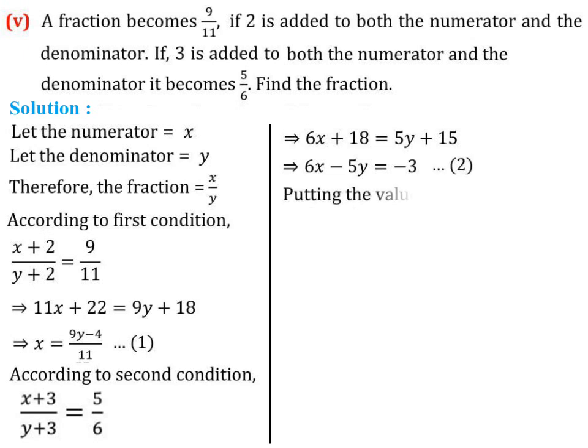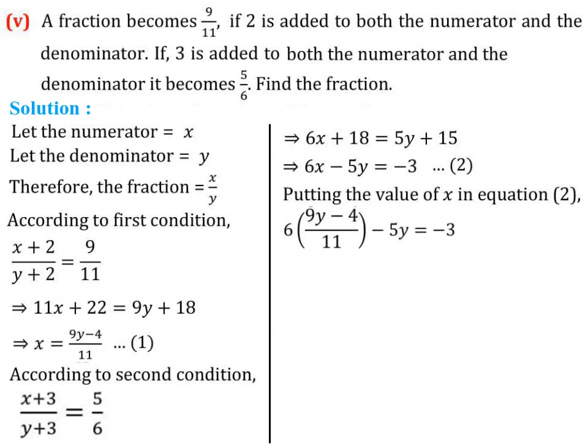Now from the first equation, put the value of x in equation number 2. So I will get 6 into (9y minus 4) divided by 11, minus 5y, equals minus 3. Now taking 11 as the LCM, I will get 54y minus 24 minus 55y equals minus 33. So after simplification, I will get minus y is equal to minus 9. So therefore y is equal to 9.